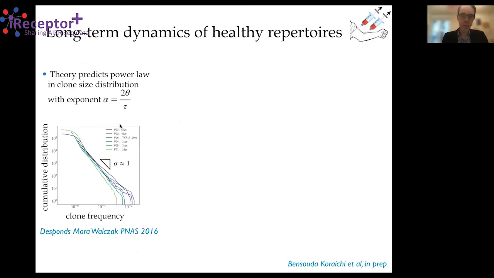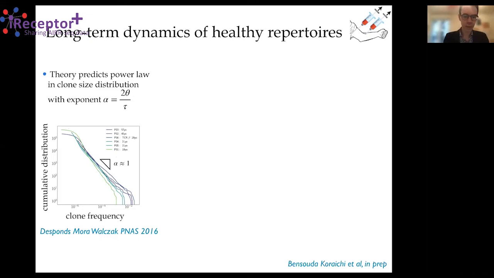And indeed, in our data, the data I just talked about in the previous slide, but of course this observation was made, including by other people, for many years. Most repertoires, if you look at the clone size distribution, have this power law structure, and very often the exponent is pretty close to one. And this is no exception. So what we did here is that we looked at our longitudinal data and we learned directly the dynamical parameters, theta and tau, from the dynamics.